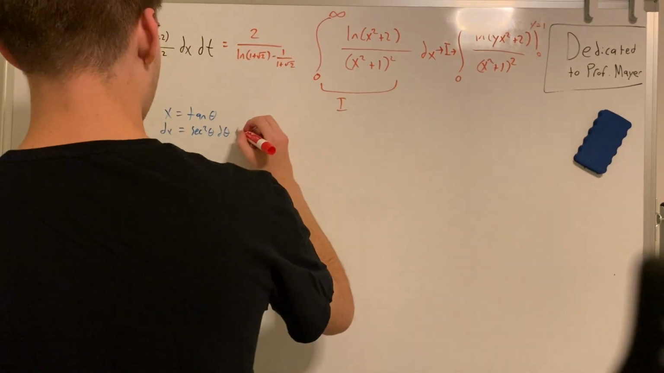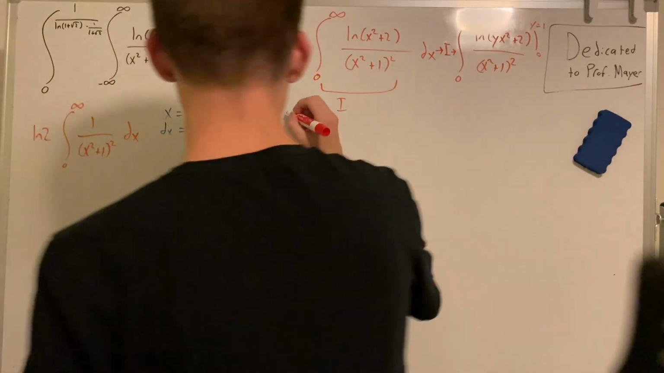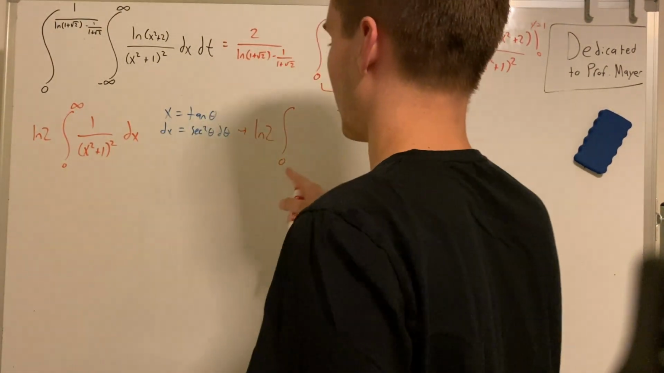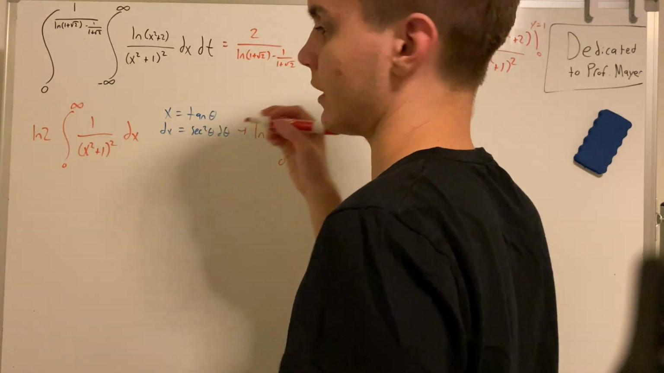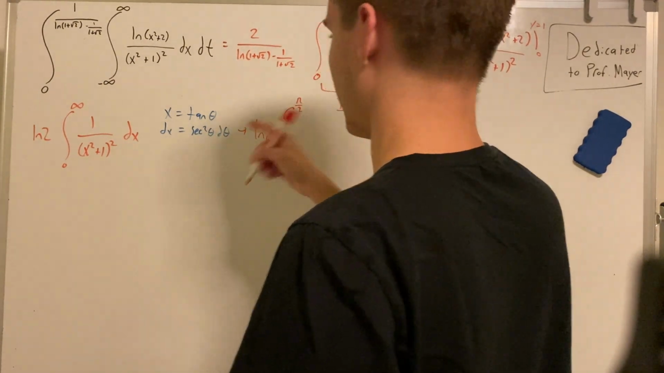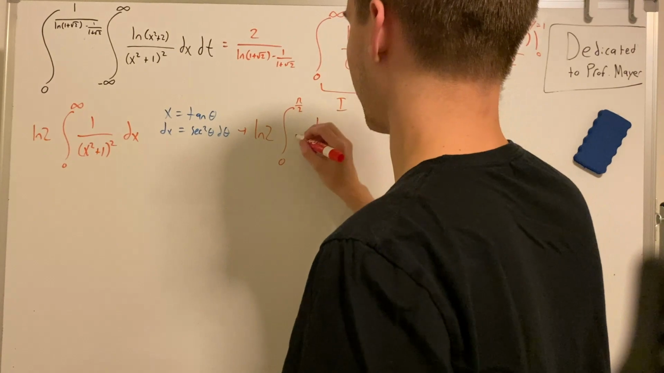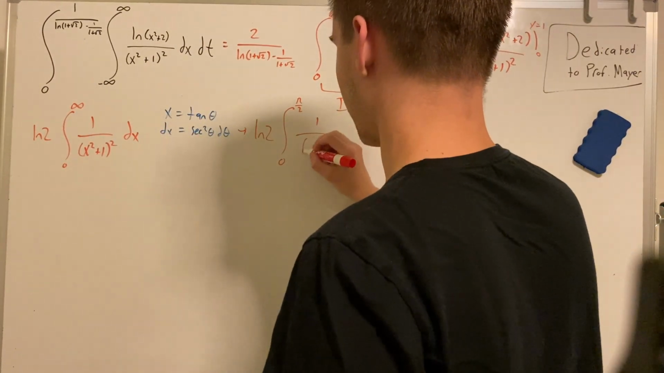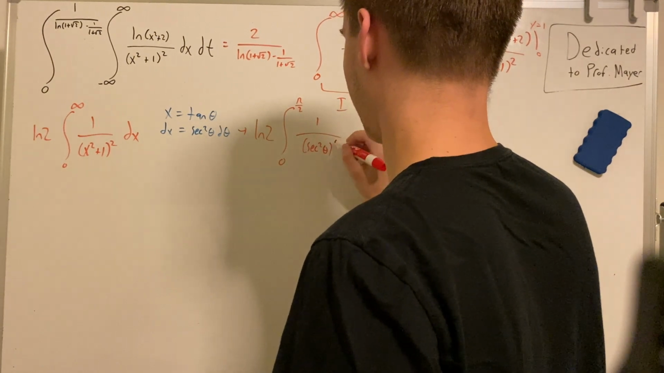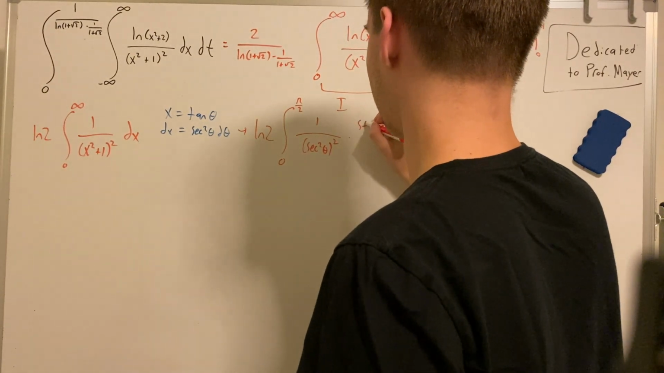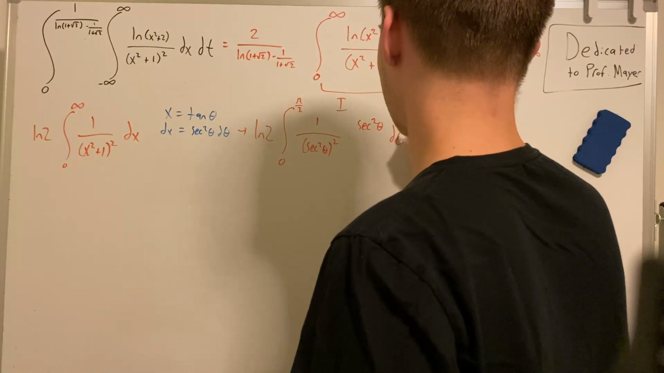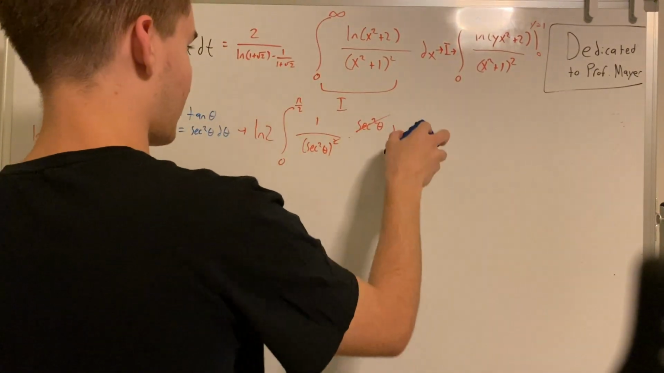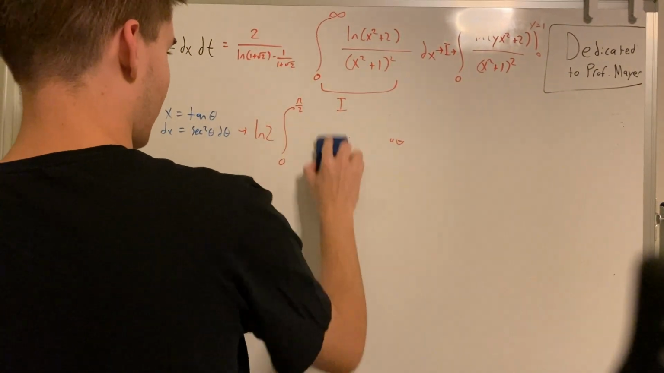Okay, so this transforms to ln 2 times the integral from 0. Oh yeah, so the bounds: when x is 0, theta is 0, and when x is infinity, theta is pi by 2. You can verify that yourself. So we get 1 over, tangent squared plus 1 is secant squared, and we're squaring that, so it's going to be secant squared theta squared. Our differential element is secant squared theta d theta. Since we have 1 over secant to the fourth, this cancels out, and we can rewrite this as just cosine squared theta d theta.